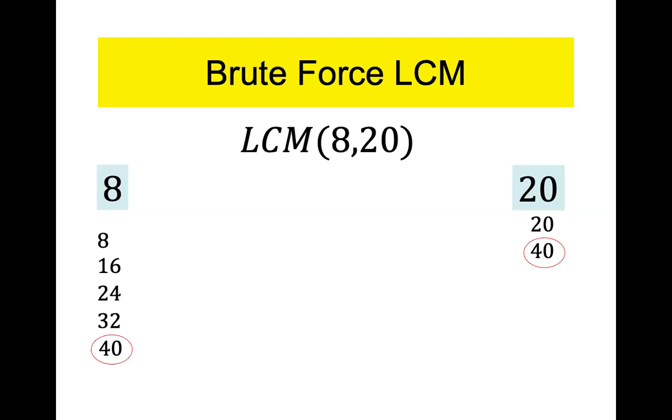One technique. They're actually giving us a number. Oh, yeah. So one technique is called brute force. Brute force is where we write at least 5 or so multiples of the first one. Then we start writing the multiples of the second one. We stop when we get to one that's on the list. Okay? So LCM of 8 and 20 is 40.